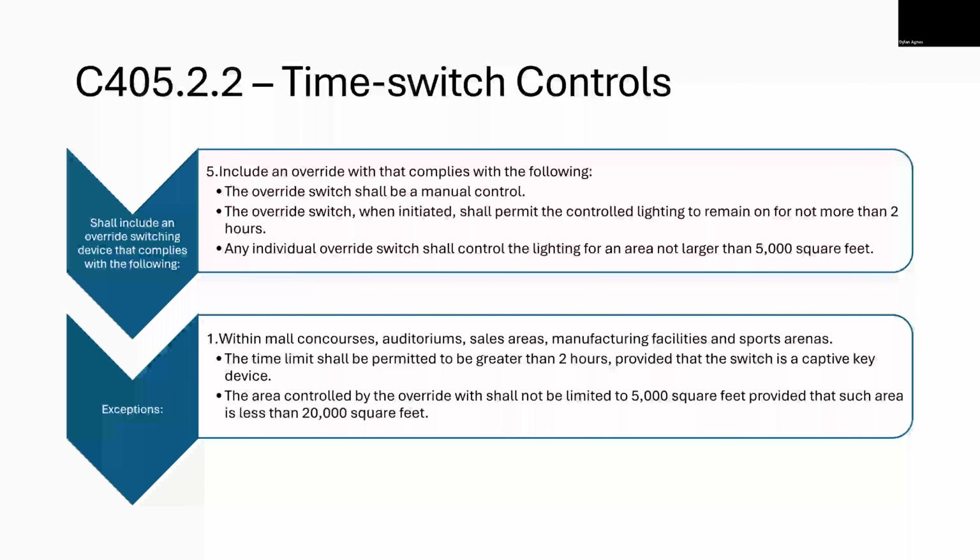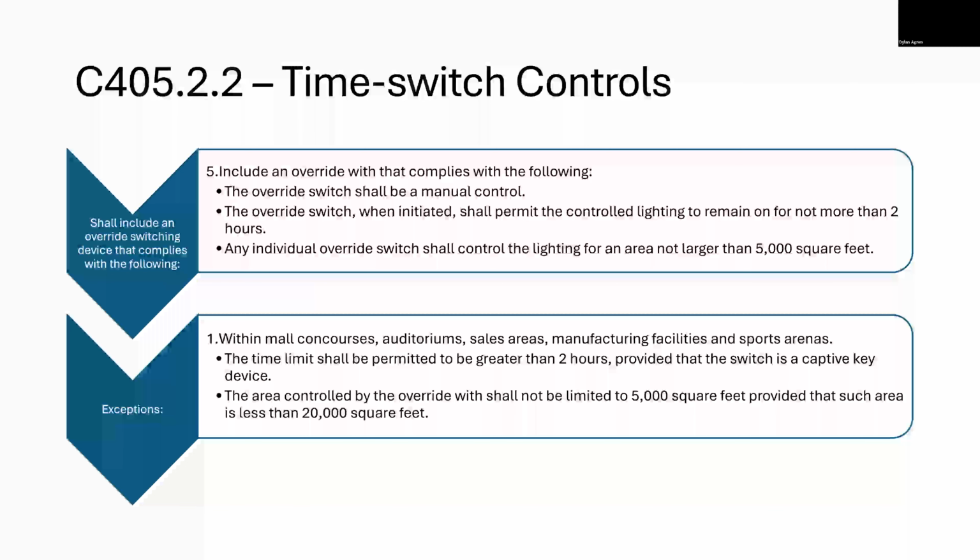And then include an override that complies with the following. The override switch shall be a manual control. That is going to come up in pretty much every section for lighting controls: you're going to need to have manual control, and occupants need to have ready access to it. Ready access means I don't have to do anything other than walk up and touch it. So there's no friction preventing me. There's nothing I have to do.